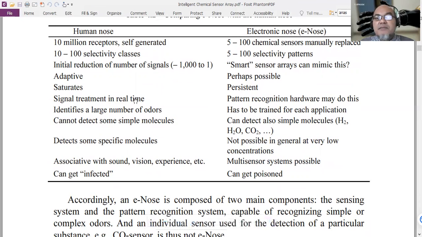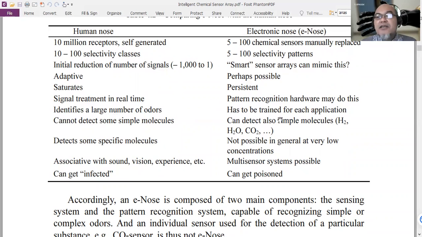In the human nose, signal treatment is in real time. While in an electronic nose, this can be done with G-nose, for example. It is done in real time. It depends on the pattern recognition hardware. In the past, it may not have been so because of the low sampling rate of the system 20 years ago. But now, computers are very fast, microprocessors are very fast, and the analog digital converter is also very fast.